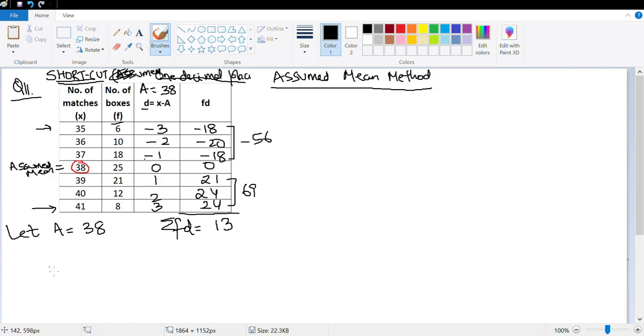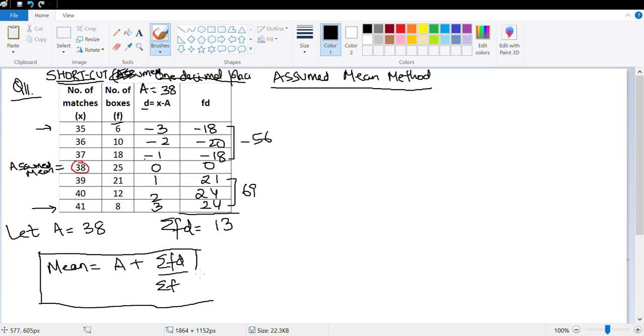Perfect. In this case, mean is equal to assumed mean plus summation fd upon summation f. So this is the new formula for calculating mean in the shortcut method. So let's do the summation f as well. Summation f is already given as 100.